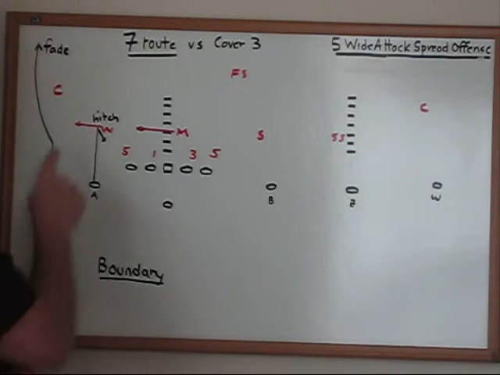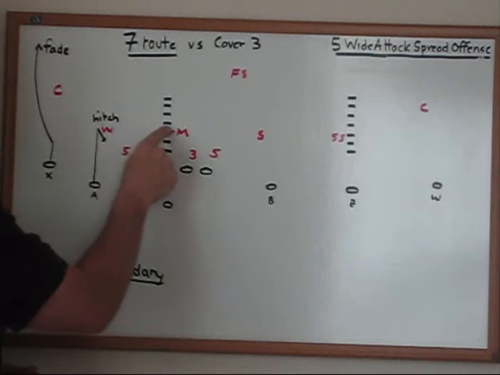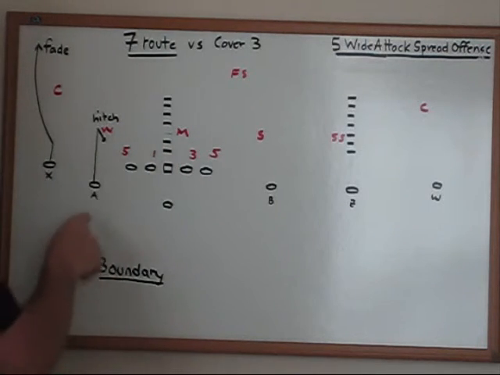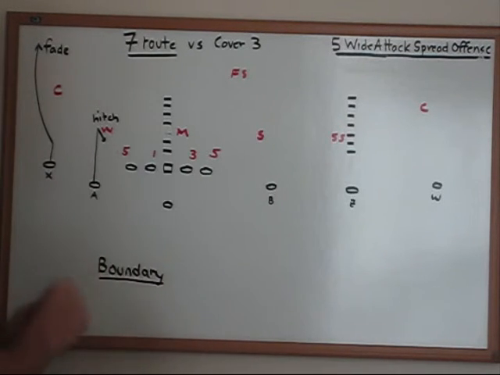So in the 7 route, those routes are primarily for one-on-one throws to those particular people. Or the A in particular, it's to take advantage of the Will linebacker blitzing or possible rotation from the Will to the Mike.